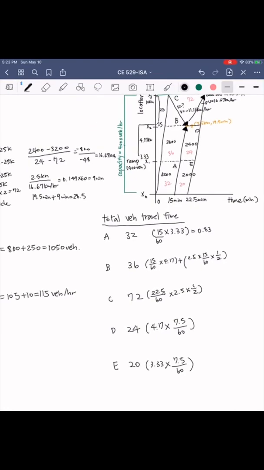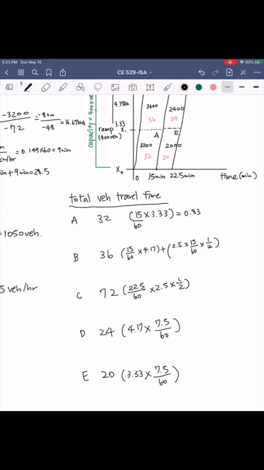And I have the answers ready to save time. So first one will be 0.83, and this is 1.35, and this is 0.46, and this is 0.68, and this is 0.41.